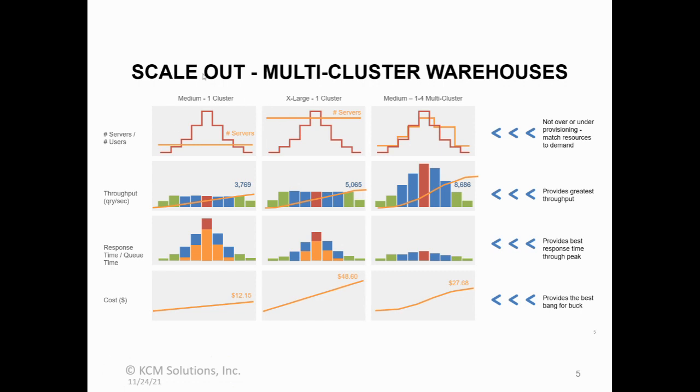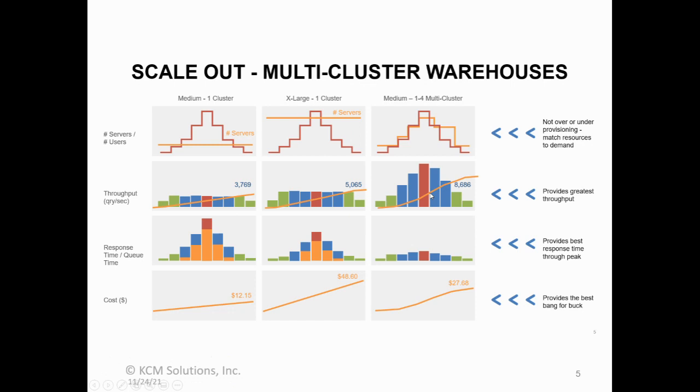So you can see a medium here has around 4 clusters, extra large 16, and a multi-cluster will vary because it's multi-cluster. It will scale up automatically. Snowflake will scale it up based on the concurrency. So in the second row, you can see that these are the outputs that it's putting out, but it's not matching the amount of queries and requests that are happening.